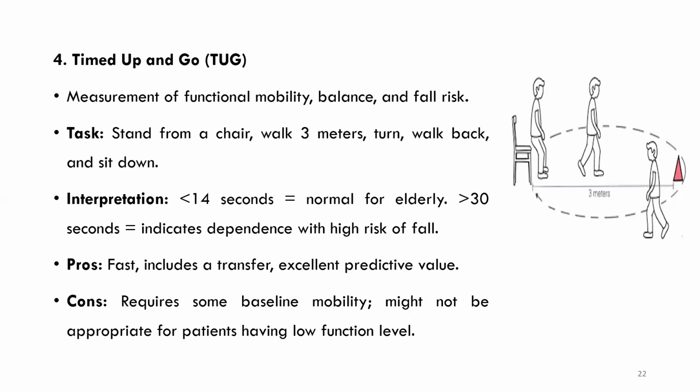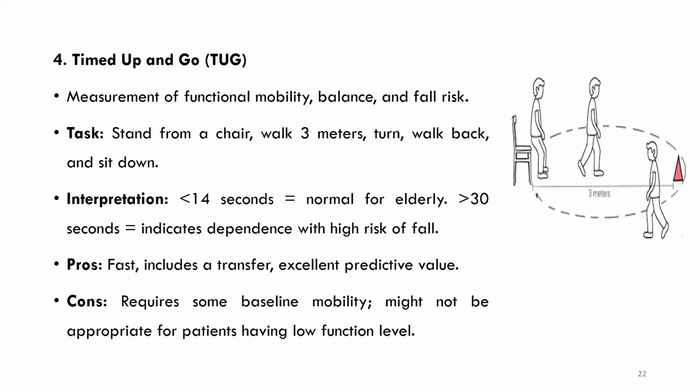When you have a score of less than 14 seconds, this is considered normal, especially in the older adult group. When you have a score greater than 30 seconds, this shows there is a low level of mobility within that individual, and it is also telling you that the individual is at risk of sustaining a fall. So it is fast and has excellent predictive value.